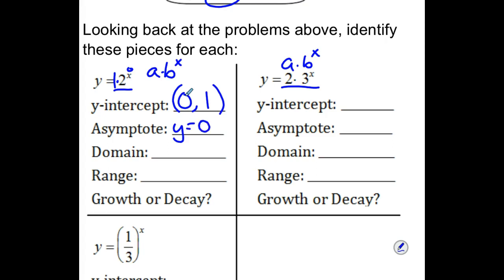Y equals 0. Okay? Domain. All reals. Range. We are slightly above 0. Now be careful, because you guys have been in the habit of saying y is greater than or equal to 0. It's not equal to 0. It will never touch that asymptote. Growth or decay? This one was growth.